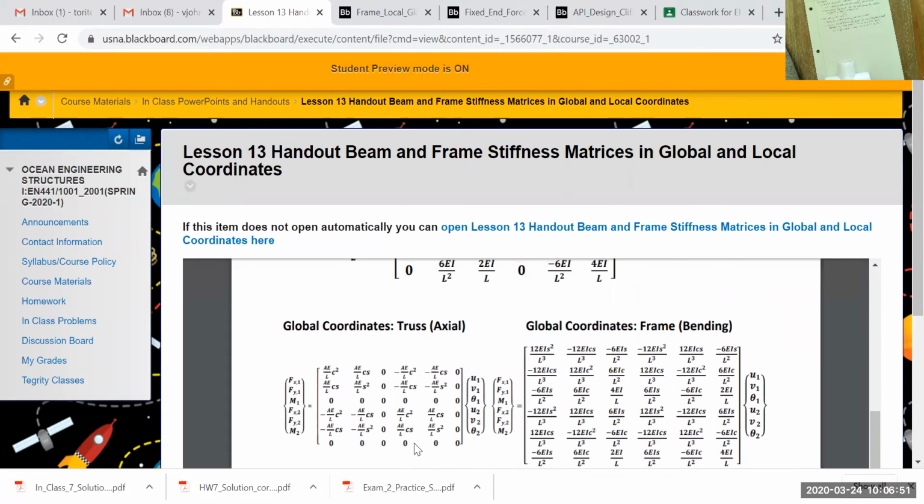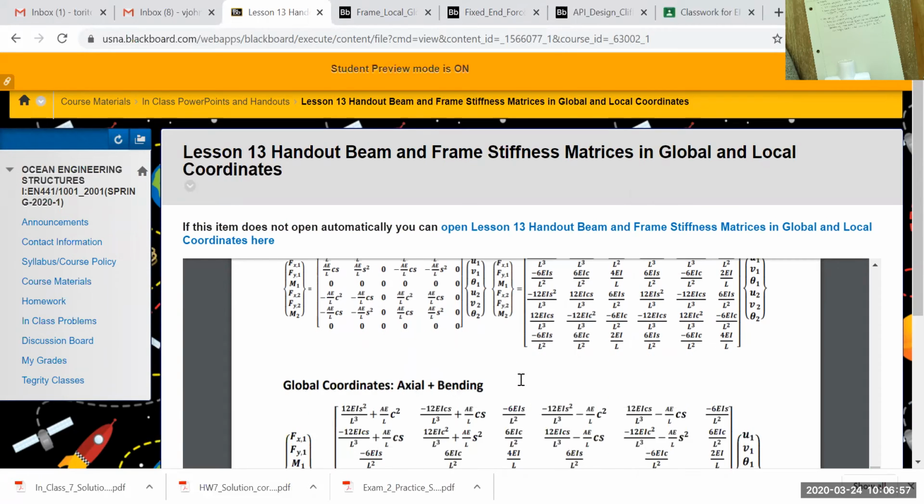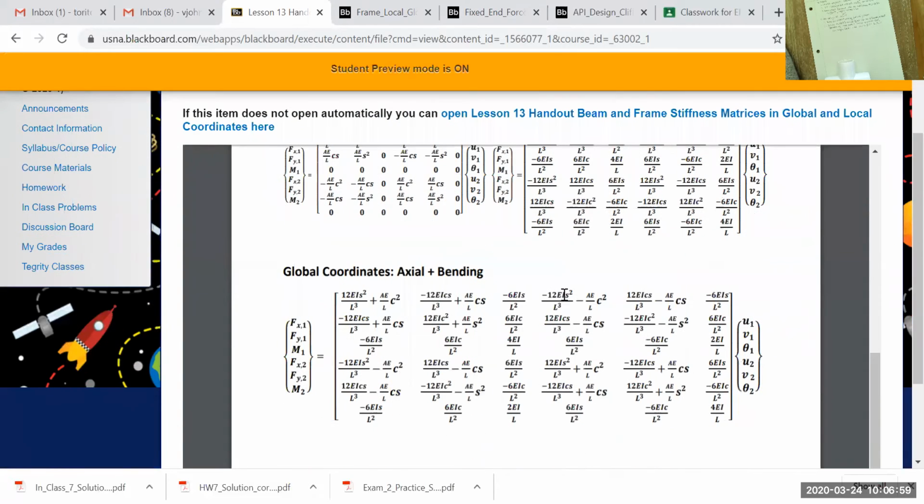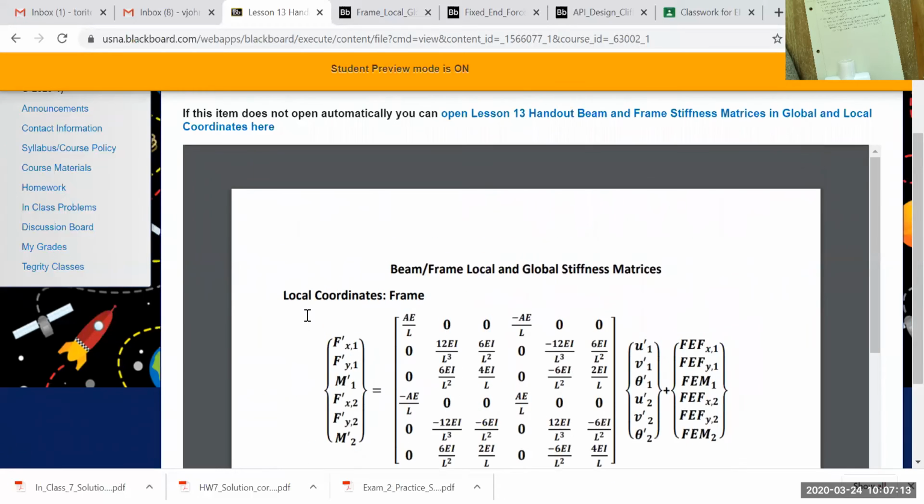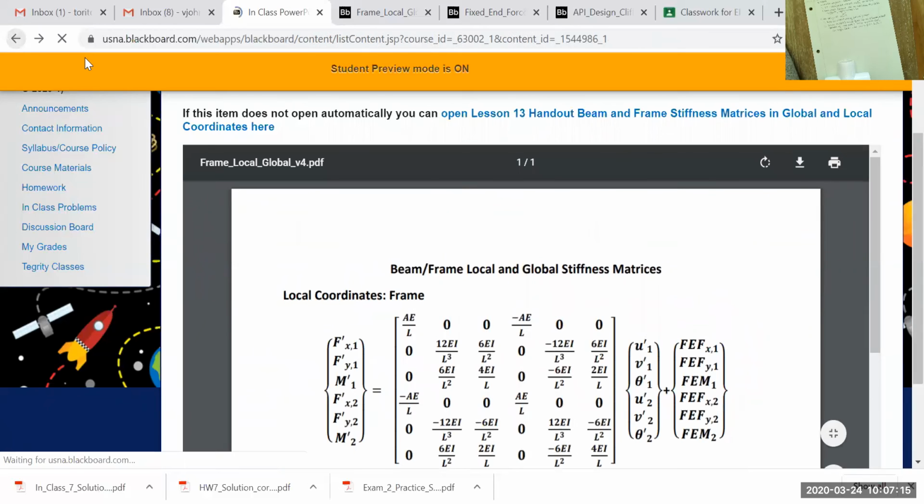This shows that we can combine our axial loading and our bending global coordinates to form this really big global stiffness matrix that combines axial and bending. So this is our most general matrix for any beam and frame load, displacement, translation situation. So this is definitely a handout you'll want to have handy.